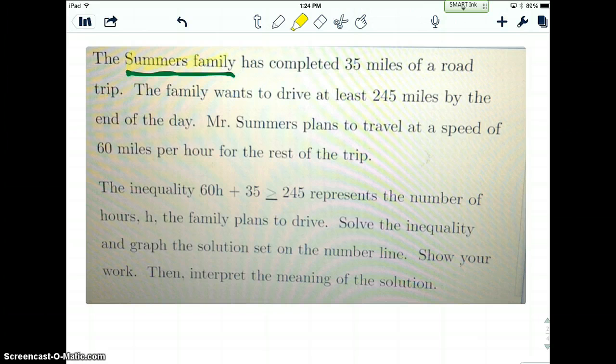So this is the Summers family, and man, they've gone far. They've gone 35 miles so far on their road trip. The family wants to drive at least 245 miles by the end of the day. Mr. Summers plans to travel at a speed of 60 miles per hour for the rest of the trip. Good for him. Hopefully the speed limit is 60.